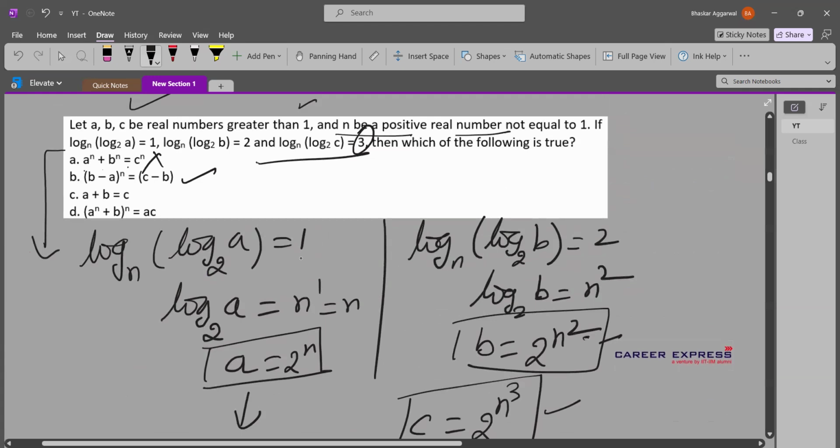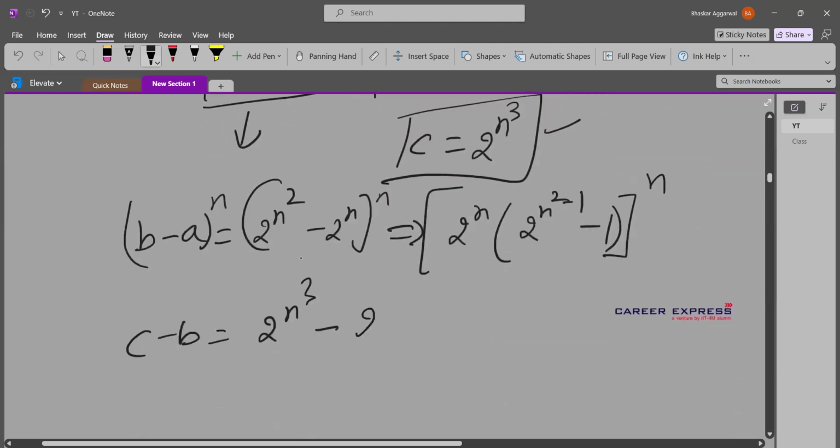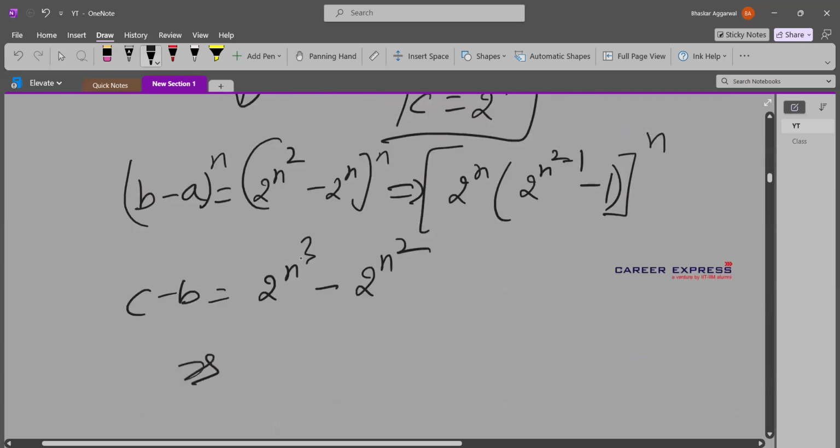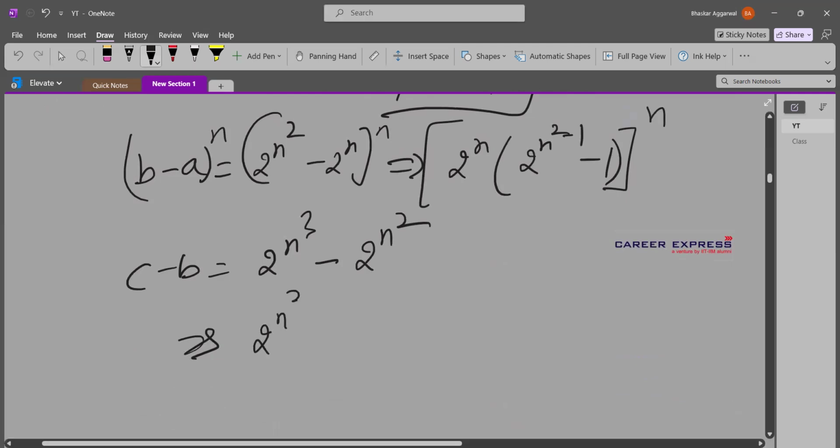Do we get the same thing from the right hand side? So c minus b, 2 raised to n cube minus 2 raised to n square. So I can take 2 raised to n square common. So here we'll get 2 raised to n cube minus n square, minus 1. So as we can see that these two parts don't match. Hence, the second option is wrong.